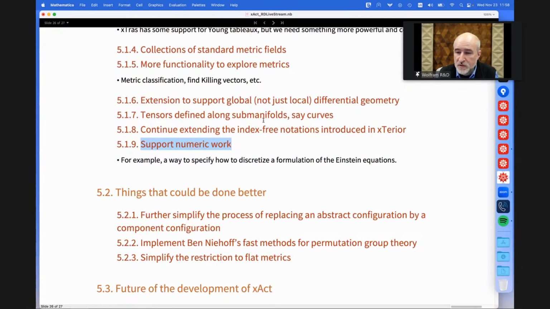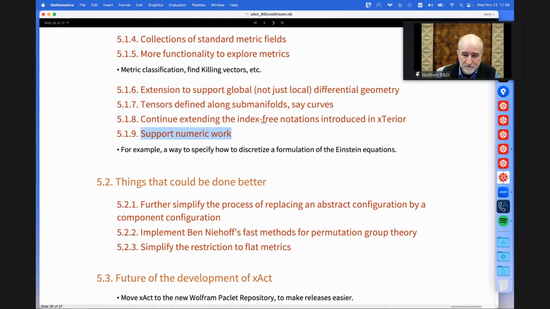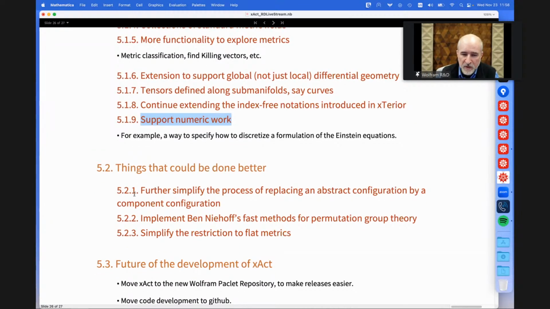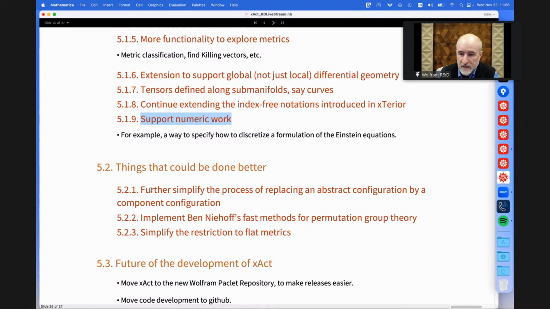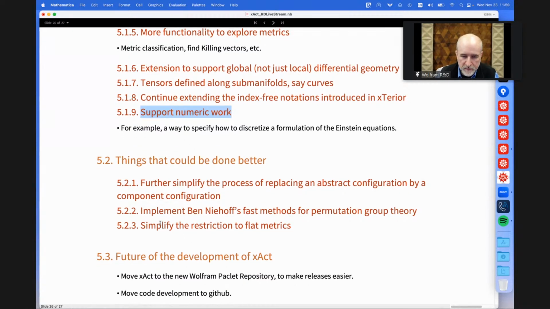Things that are there but could be done better. Well, some people seem to have problems changing from the abstract world to the component world, right? In principle, the idea is always, well, define the equations, but move via replacement to tensors defined via CTensor. That's my recommendation, right? And it should always work. But yes, probably we need a simpler way to do that, like a specific command that does that.